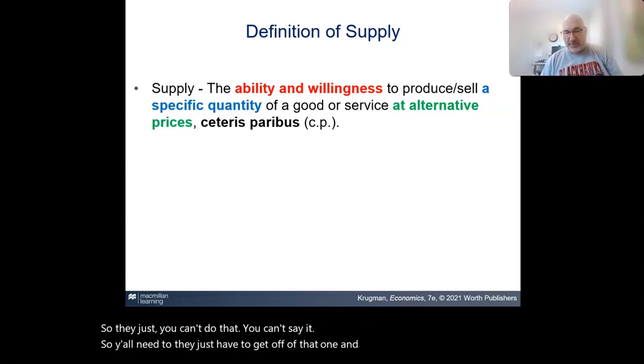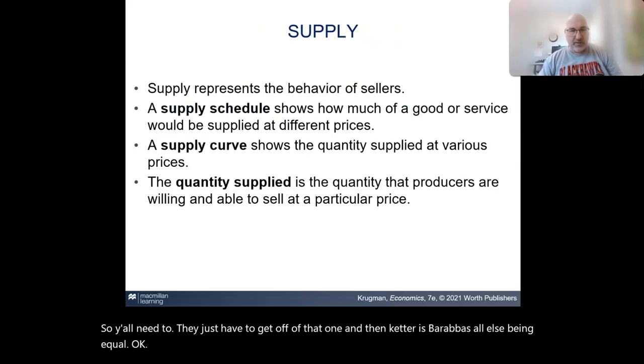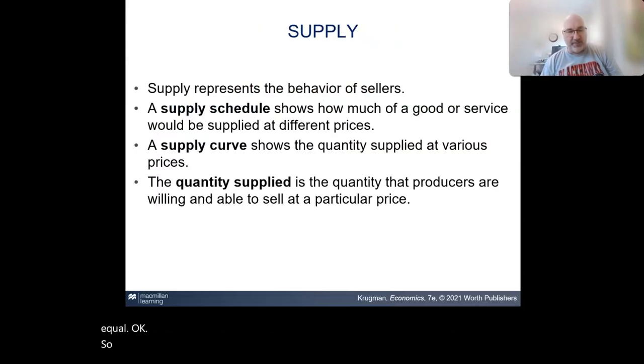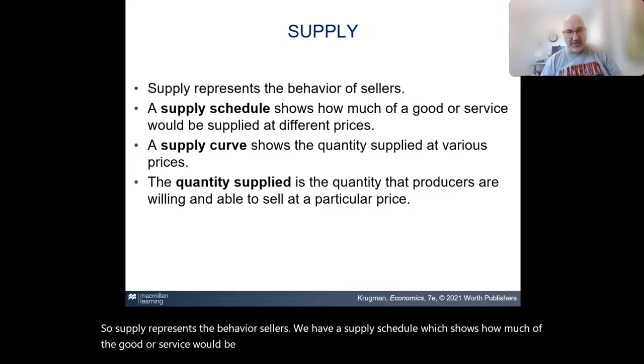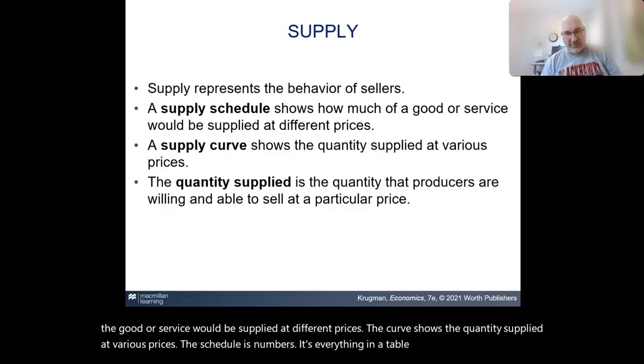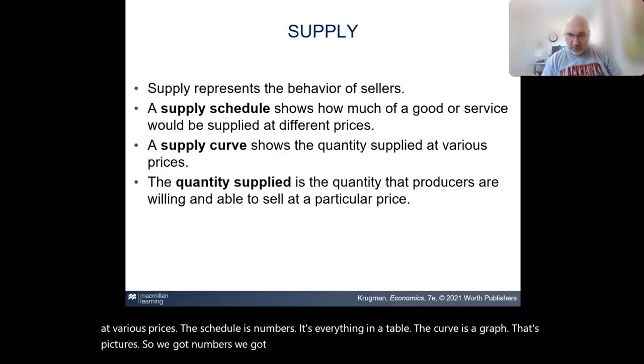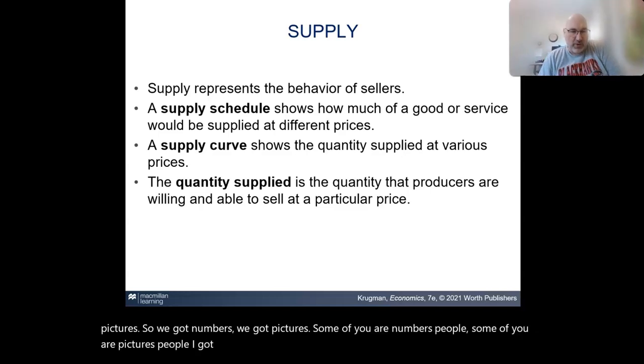And then ceteris paribus, all else being equal. Okay, so supply represents the behavior of sellers. We have a supply schedule, which shows how much of the good or service would be supplied at different prices. The curve shows the quantity supplied at various prices. The schedule is numbers. It's everything in a table. The curve is a graph. That's pictures. So we got numbers, we got pictures. Some of you are numbers people, some of you are pictures people. I got you covered either way.